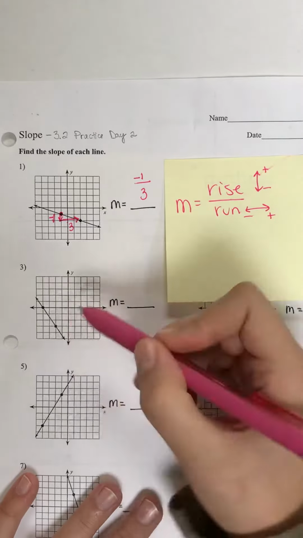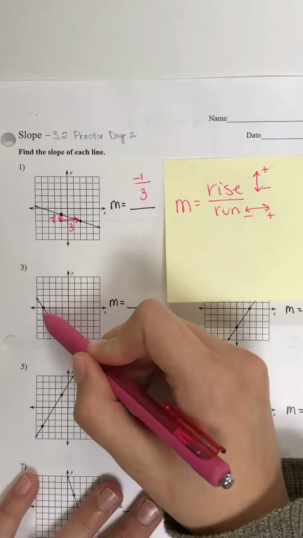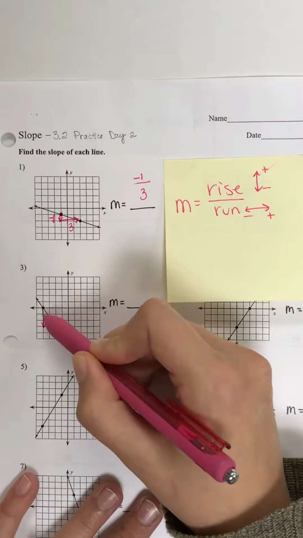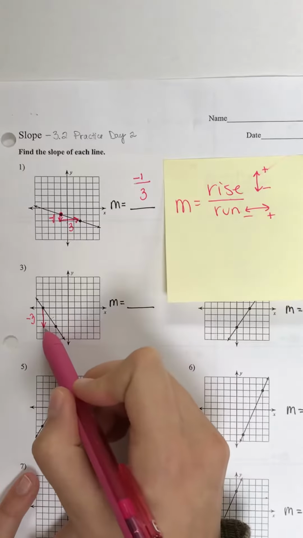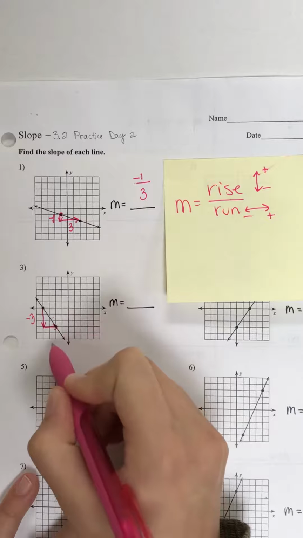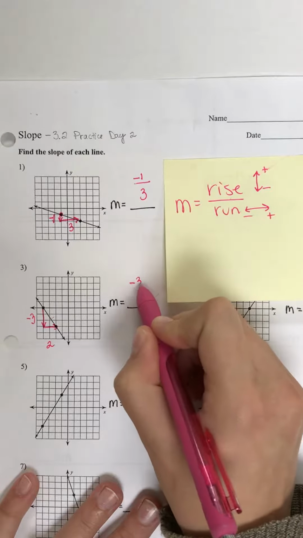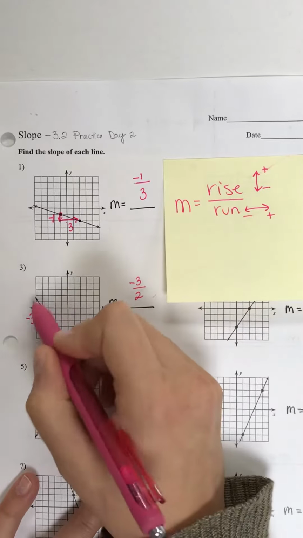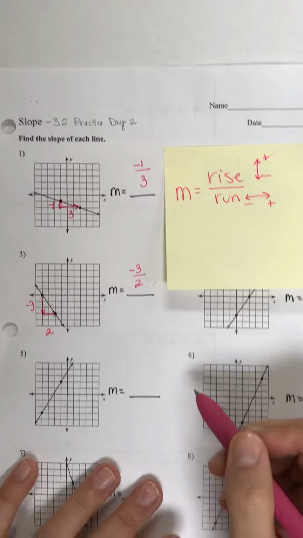If you look at number 3, once again, if I start at my leftmost point, in order to get to my other dot, I have to travel downwards. Down is negative, so I have to go down 3. And I have to travel right, which is positive 2. So my slope is -3 over 2, because it's always your vertical distance over your horizontal distance.